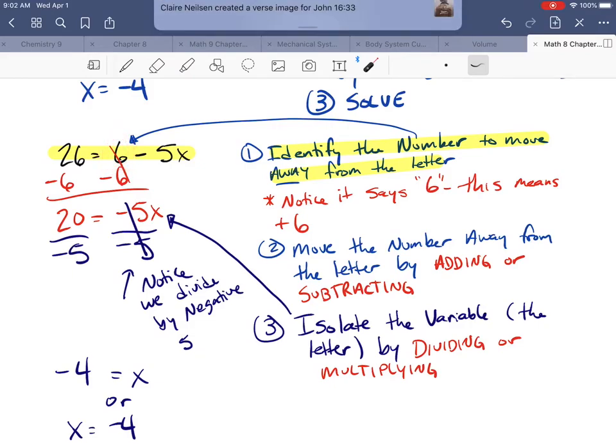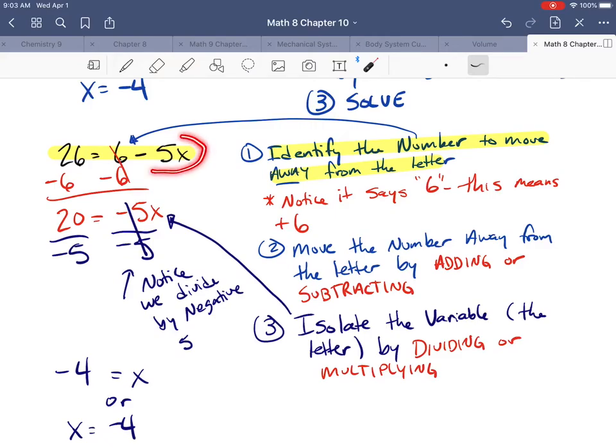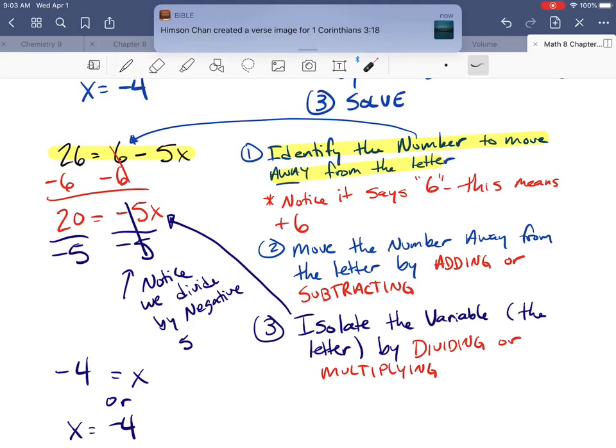The difference between all these other questions is that the problem is that that's going to show up on my recording, so that's funny. Anyway, so this 6 right here is actually positive. It doesn't tell you that it's positive, but it is. We know that 6 is positive 6. So, and here's the letter part right here, negative 5x. We need to move the number away from the letter by adding or subtracting.